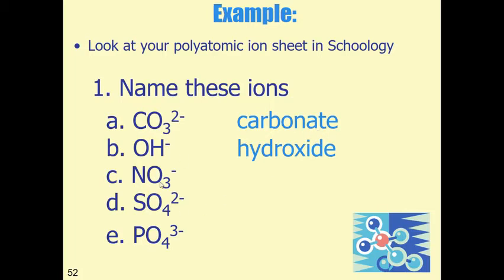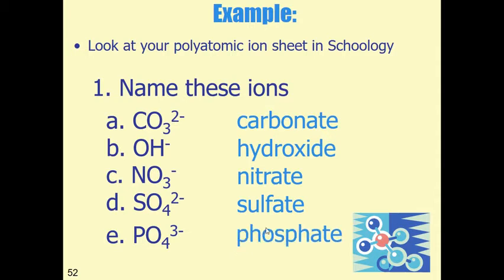This one, you look it up, it is nitrate. This one you look up, it is sulfate. And the last one that you look up is phosphate. You just look them up and write down their names. These are called carbonate ion, hydroxide ion, nitrate ion, sulfate ion, and phosphate ion. There's a bunch of these that you just need to know or be able to look up and identify. They're treated as one unit.